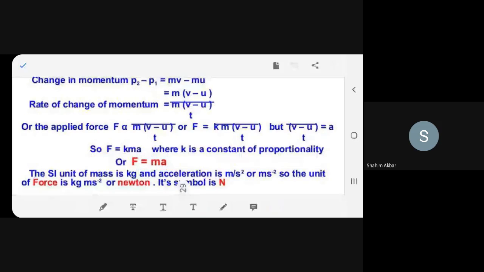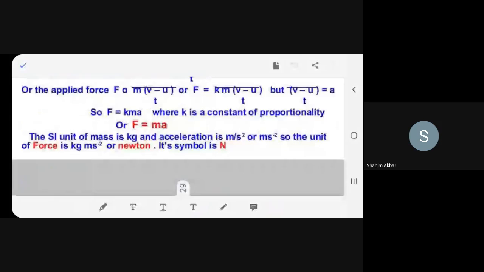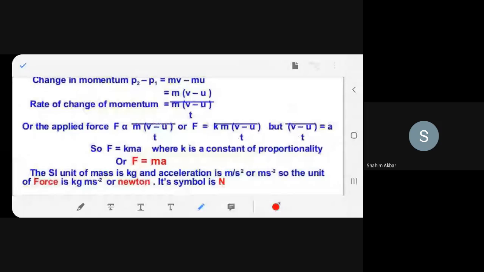Now, read the SI unit. What is the SI unit of mass? Kilogram. What is acceleration? Meter per second square. So what is written? It is Newton. So kilogram meter per second square is equal to Newton.